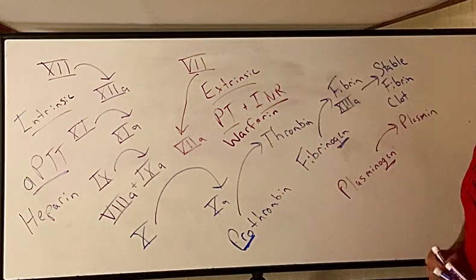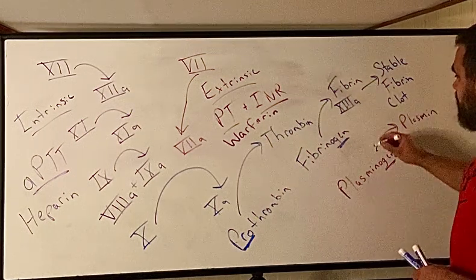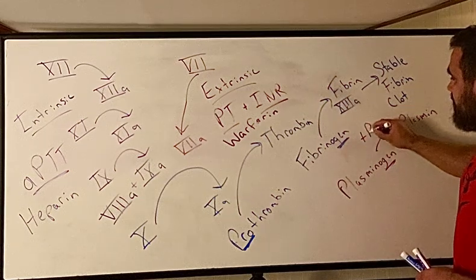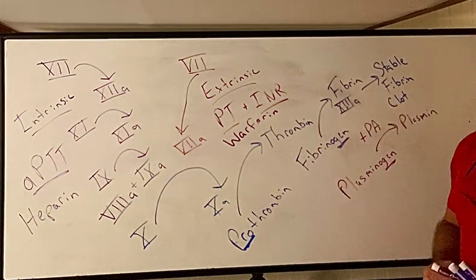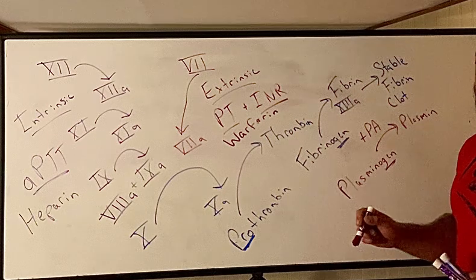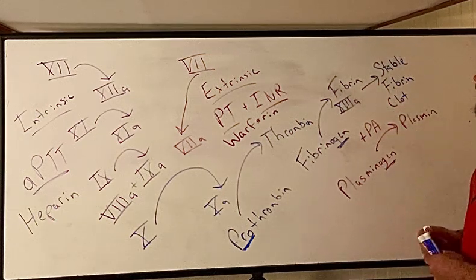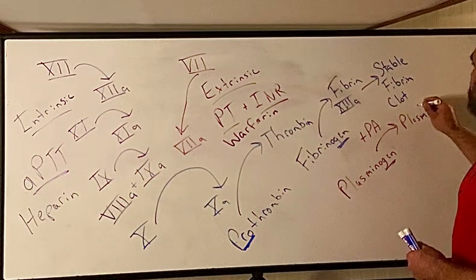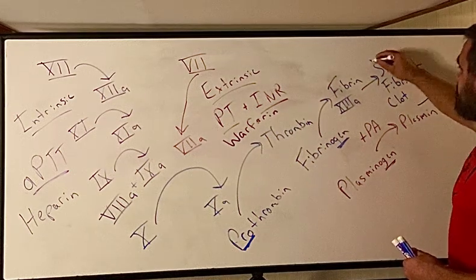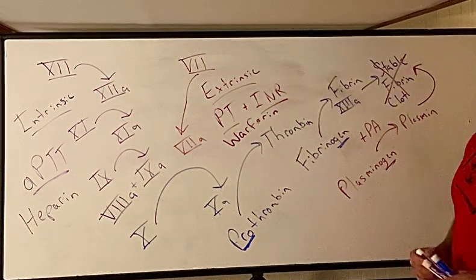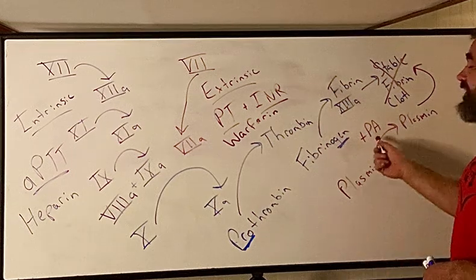And how do we activate plasmin? Something called little t, big P, big A. That's tissue plasminogen activator. So we have this enzyme that activates plasminogen into plasmin. And what does plasmin do? Plasmin will dissolve this fibrin clot. And that brings up another drug class, TPA.